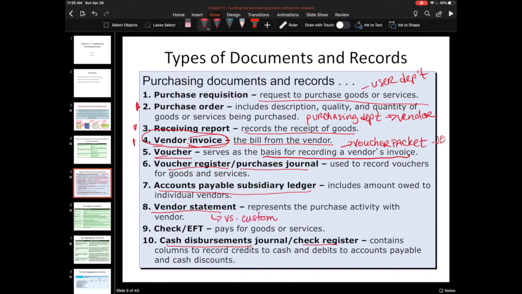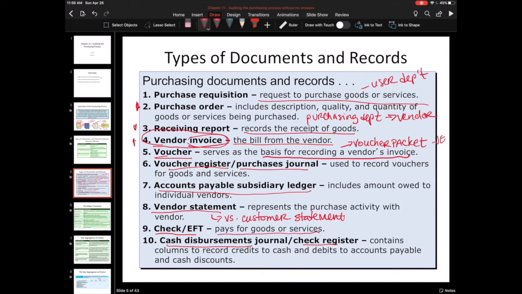This is very similar to the customer statement, right? In the sales process, we have the customer statement, which is like we send out every month the statement to our customers showing the purchases, returns, credit memos. And now that we're on the purchasing side, we are receiving from the vendor a similar statement showing our purchase activity, any returns we might have made, any payments we might have made, etc. And then lastly, check or EFT, electronic funds transfer, will be how I pay for my goods and services.